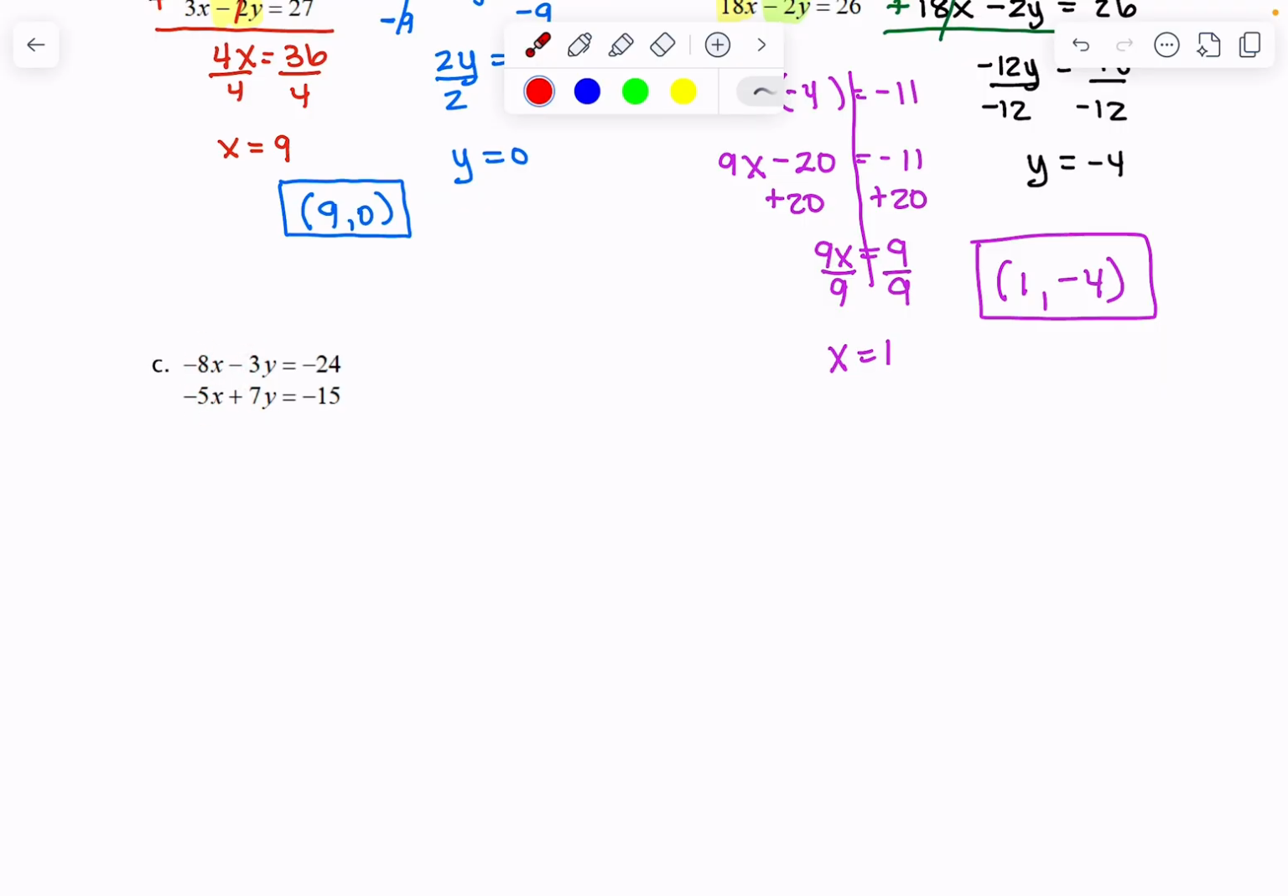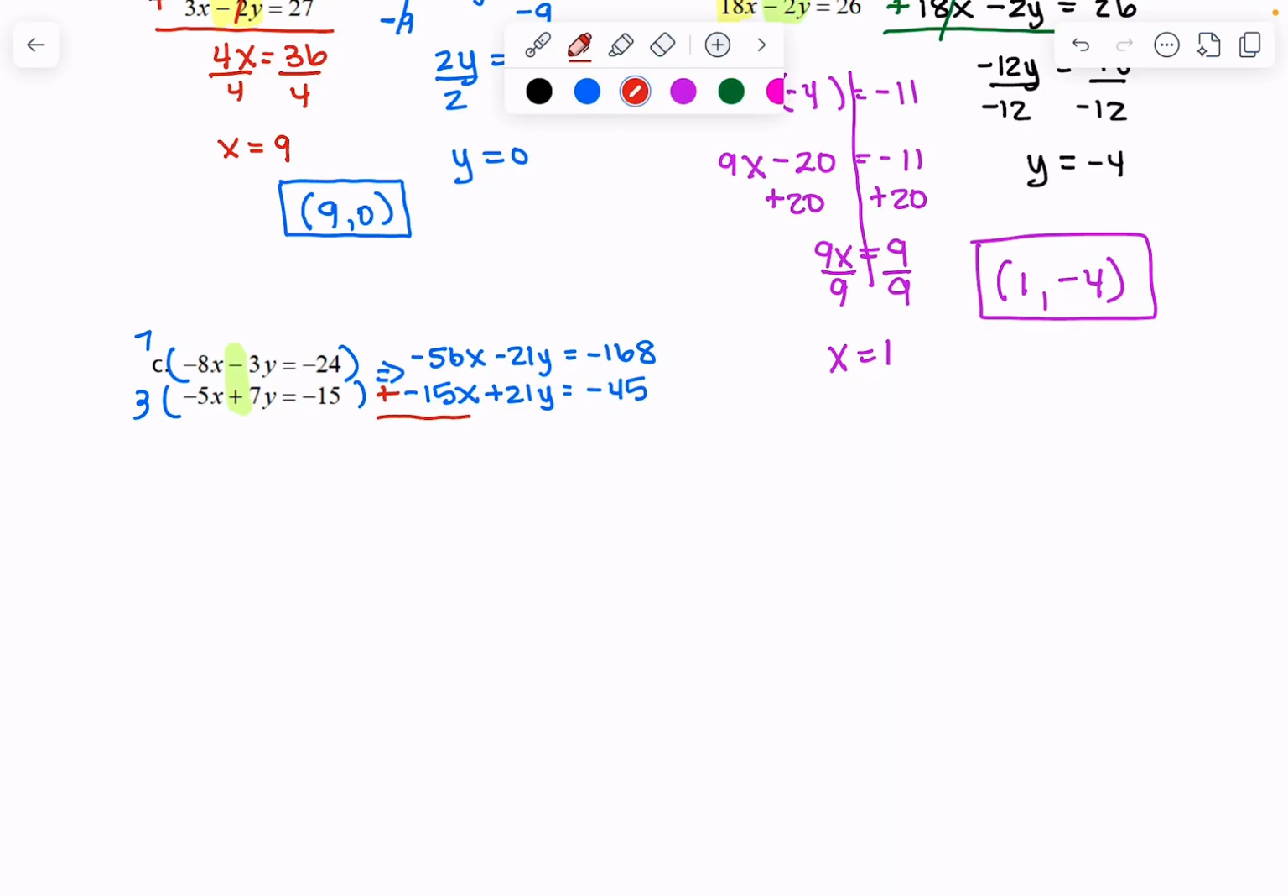I can't do that. So instead what I'm going to do is multiply this top equation by 7 because I do notice that these are opposite sign. So I'm going to pick the y's to eliminate. So multiply the top by 7, and I'm going to multiply the bottom by 3. On the top, that's going to give me negative 56x minus 21y equals negative 168. Don't worry about big numbers. You might get some big numbers. On the bottom, I'm going to get negative 15x, now plus 21y equals negative 45.